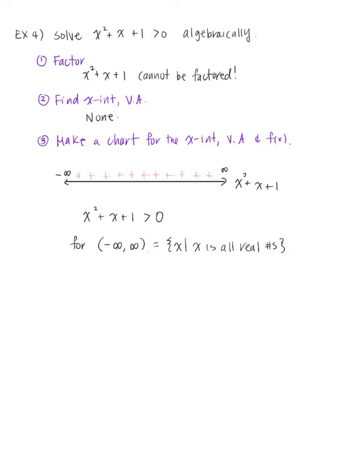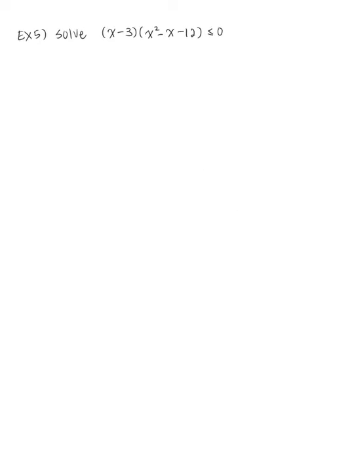And then on the number line, just like what we did before, here's my negative infinity to infinity. You're going to be shading this whole entire region. So this was a little bit of a strange way to do it algebraically, but hopefully it makes sense. Let's take a look at example 5.